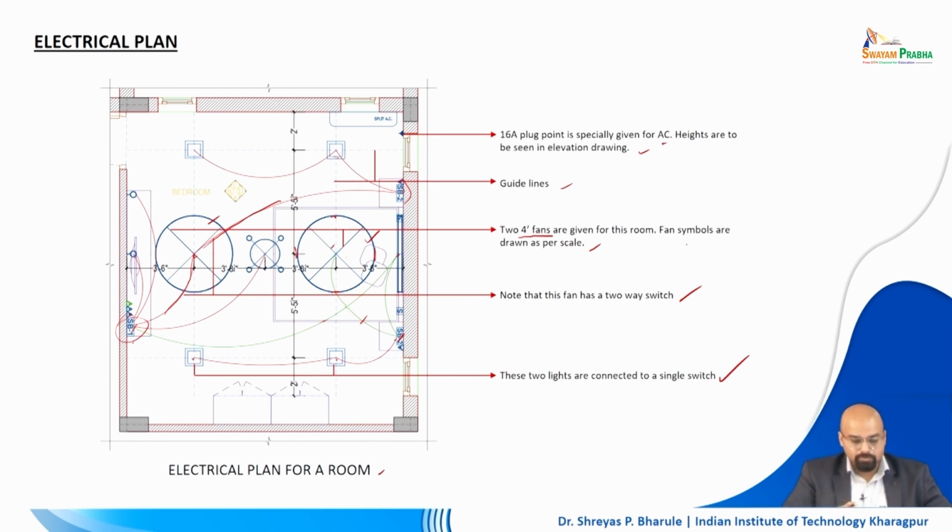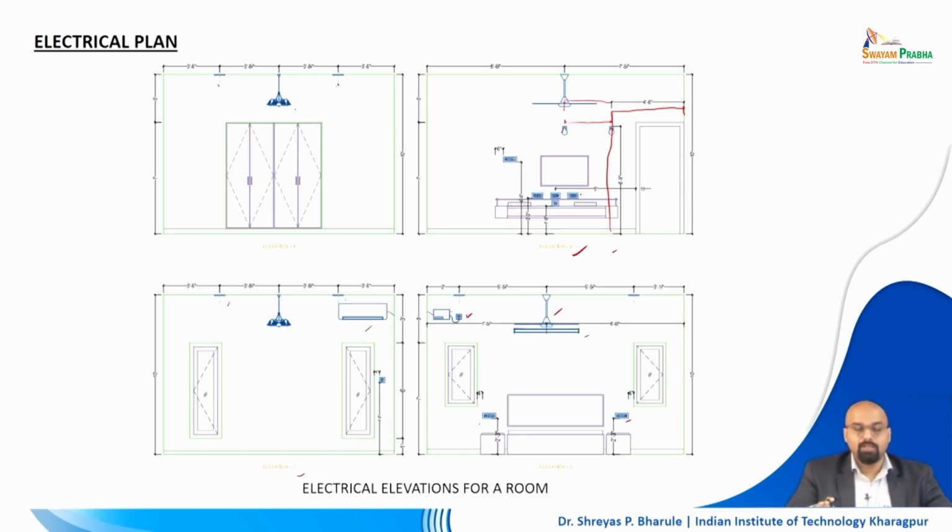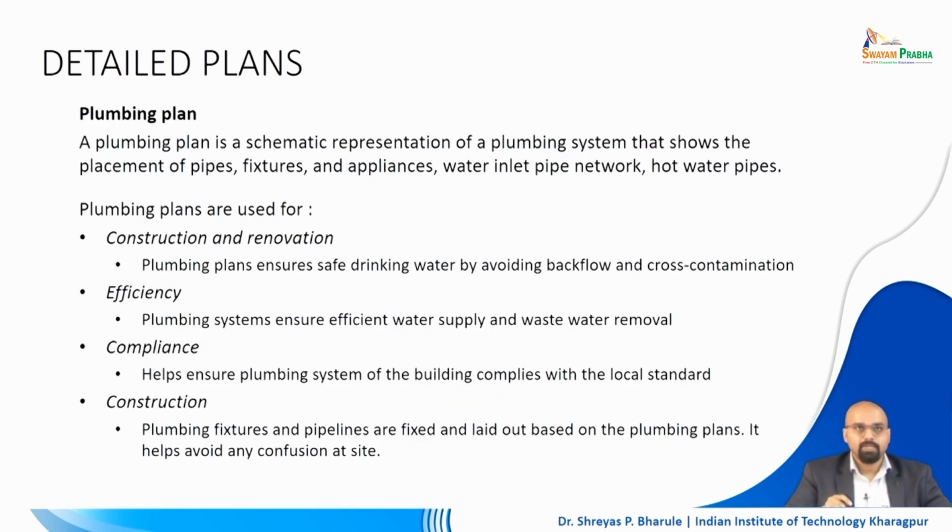So, you get to know all the different switchboards located in that particular space, and then we get to see all the different locations where they are located on the wall surface, right. So, that is all about the electrical layout.